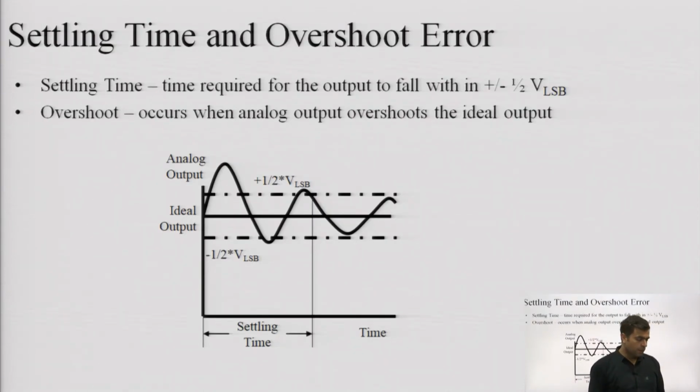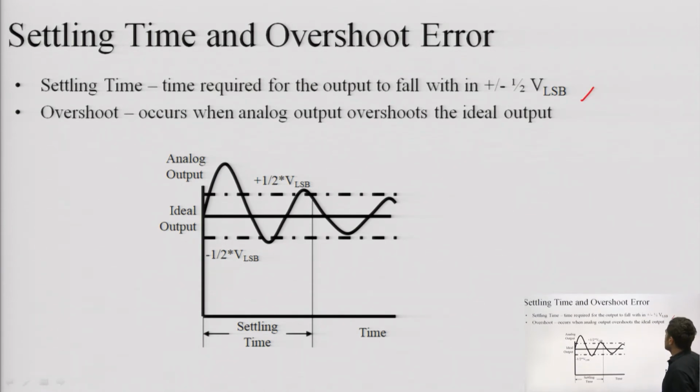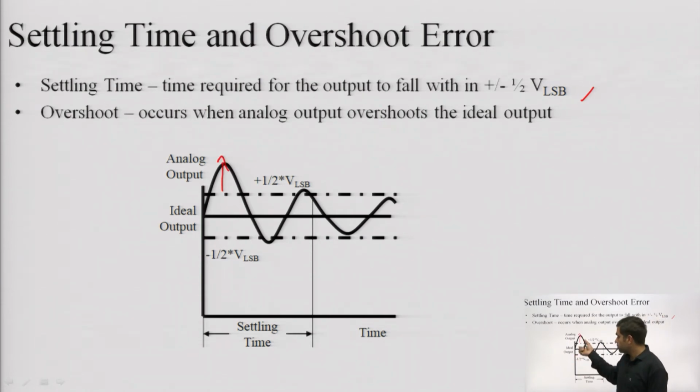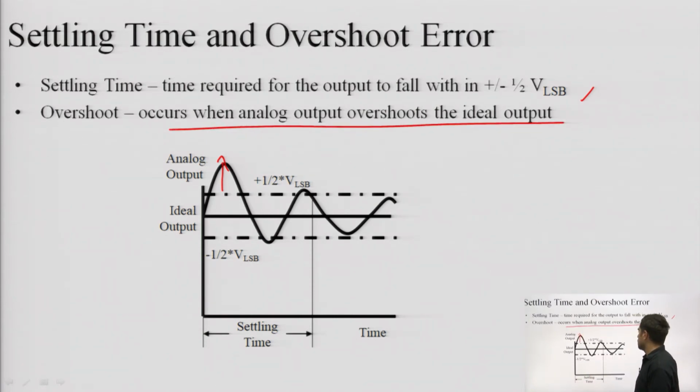Settling time and overshoot error. So it is the time required for the output to fall within plus minus half of LSB. Okay. This we have covered in the settling time characteristic as well. So overshoot means this is the overshoot from the settling time, from the plus minus half LSB. Overshoot occurs when analog output overshoots the ideal output. So this is the expected ideal output and this is the plus minus half LSB range. So anything above that will be considered as overshoot. So as we have mentioned it here.